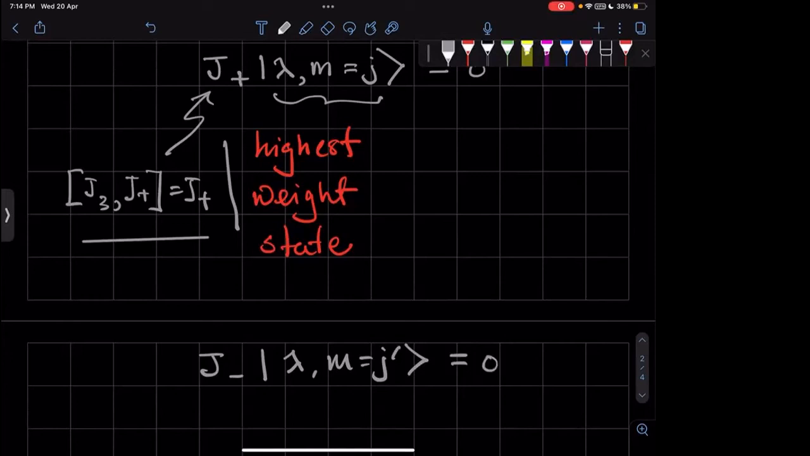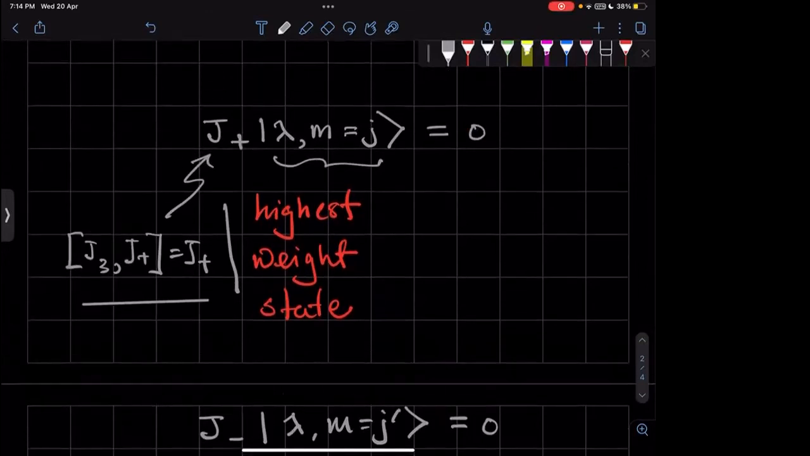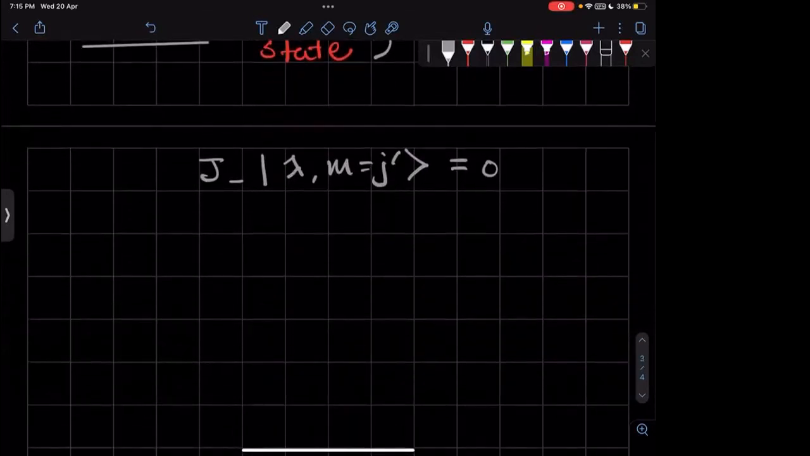So this sort of representation theory is called the highest weight. And mathematicians work with the lowest weights sometimes. Mathematicians and physicists can never agree on the sign, so yeah.